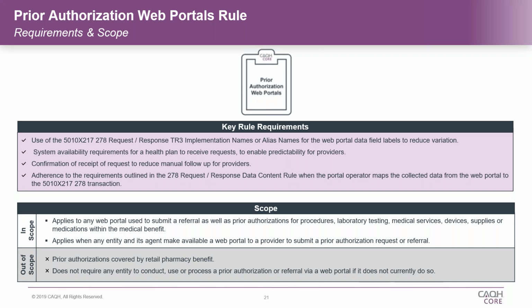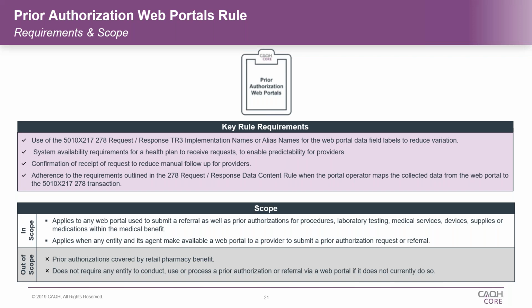In terms of scope of this rule, the prior authorization web portal rule applies to any web portal used to submit a referral, as well as prior authorizations for procedures, laboratory testing, medical services, devices, supplies, or medications within the medical benefit. The rule applies when any entity and its agent make available a web portal to a provider to submit a prior authorization request or referral.